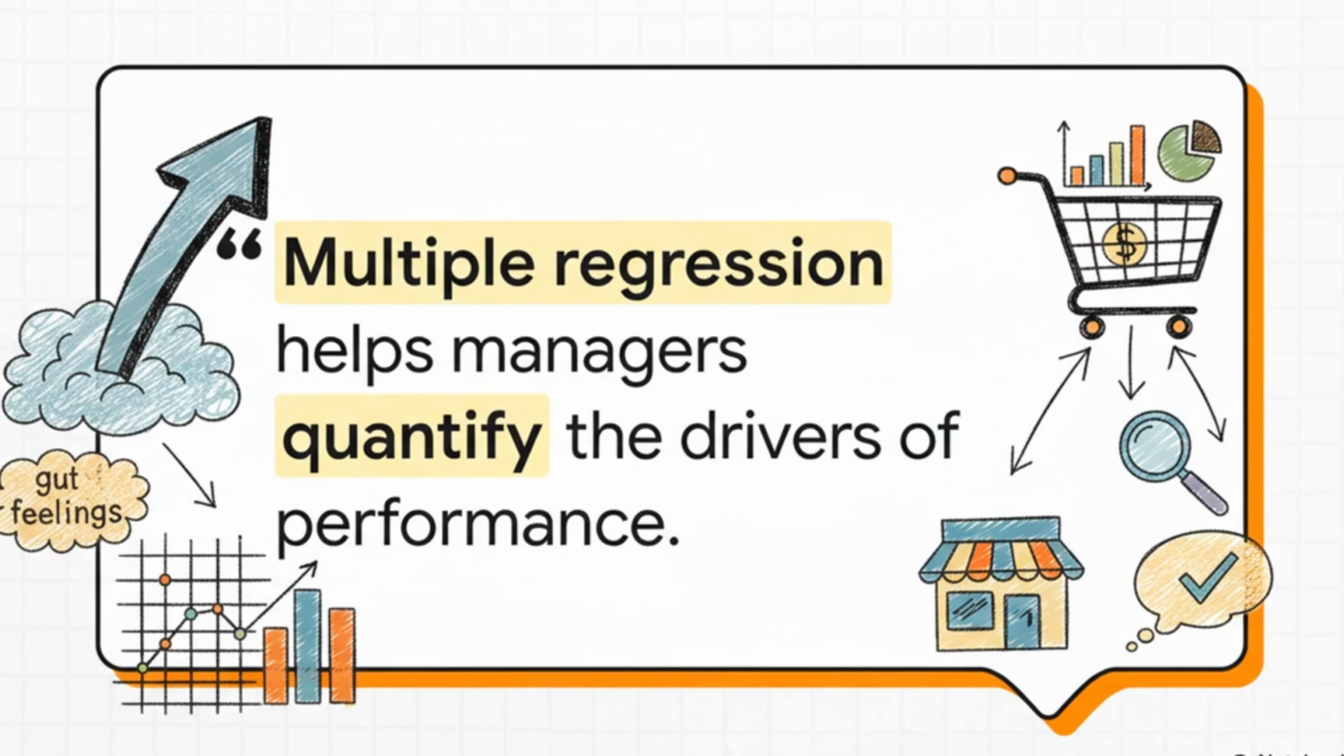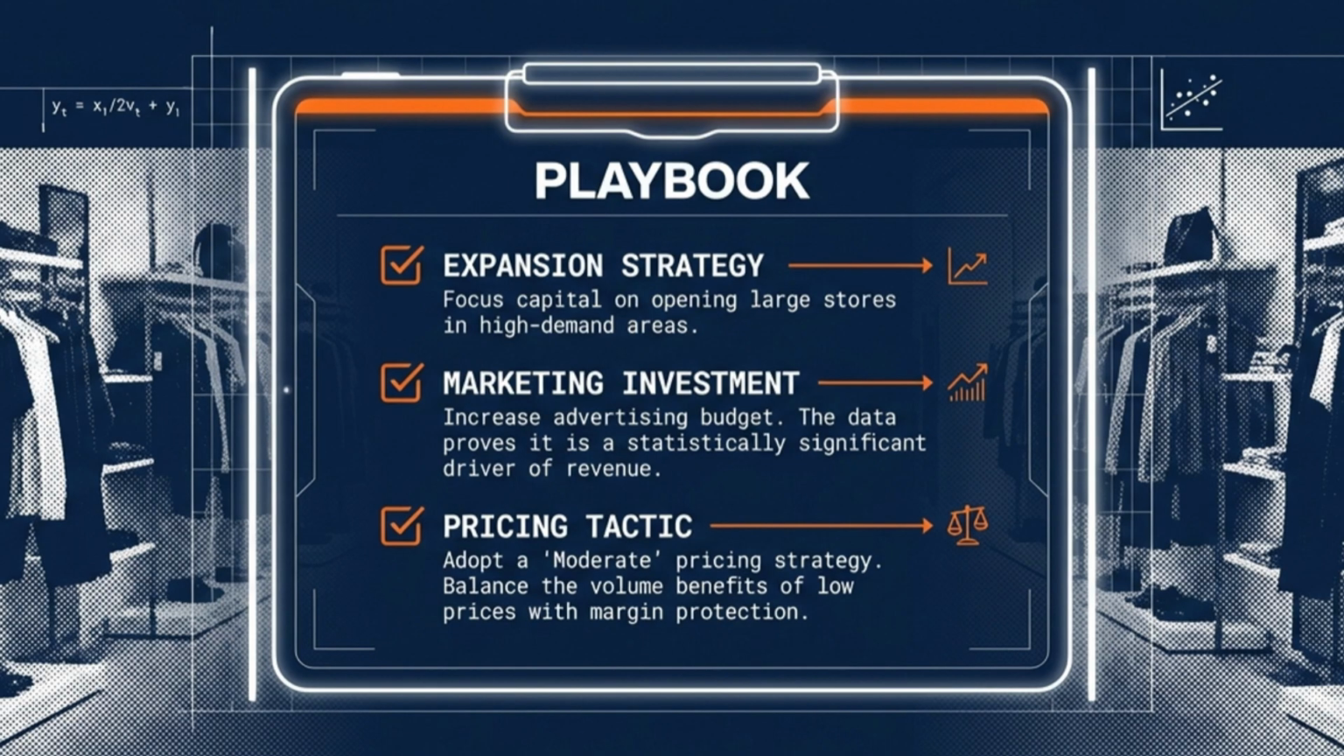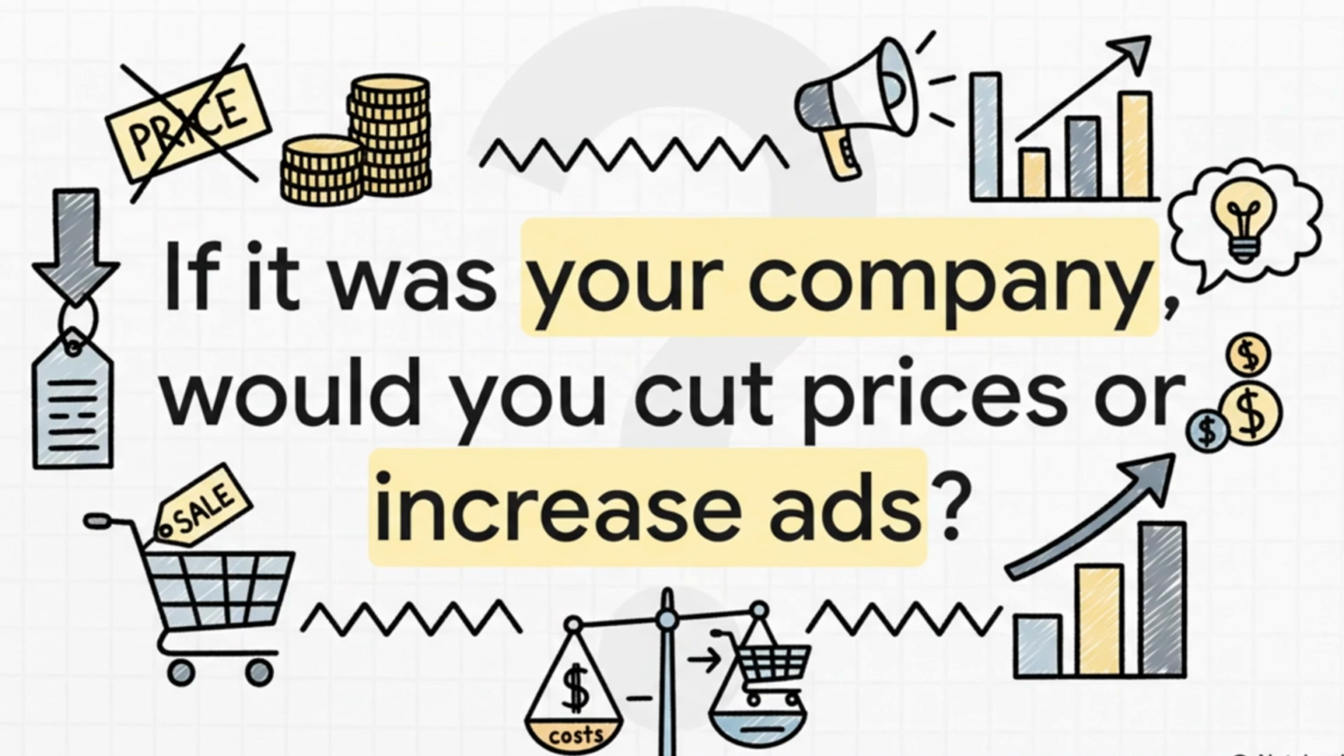Tools like this, like multiple regression, help managers get past their gut feelings and actually quantify what works and what does not. It is all about making smarter decisions backed by real evidence. And that brings us to the final question. The data is pretty clear. Both cutting prices and boosting ads will increase your sales, but they have very different costs and consequences. So now that you have seen the evidence, I'm going to leave you with this. If it was your company, your money on the line, which lever would you pull?